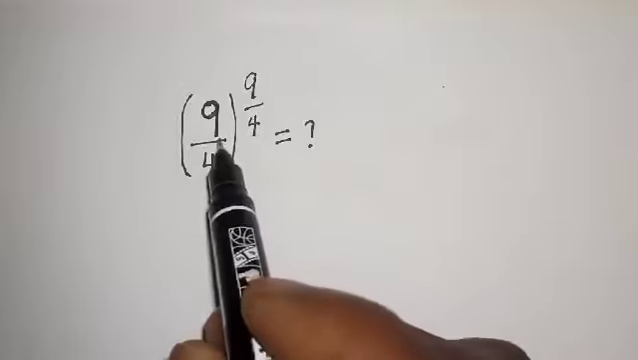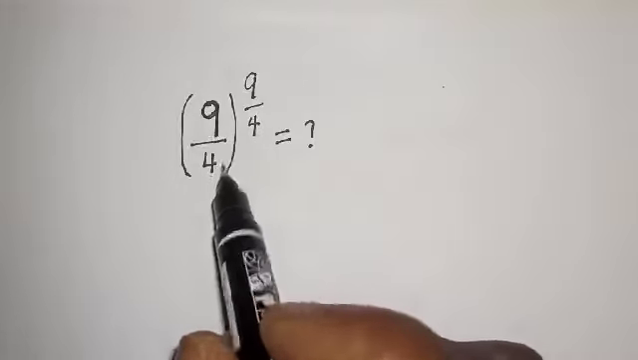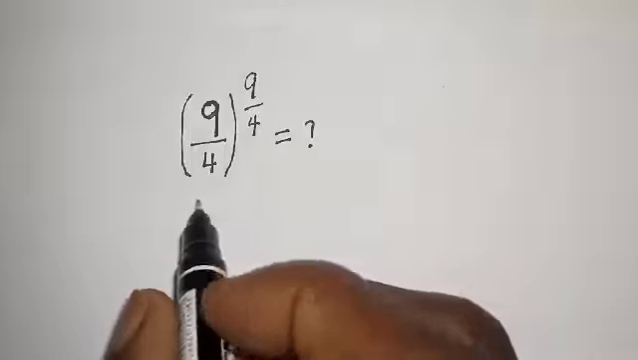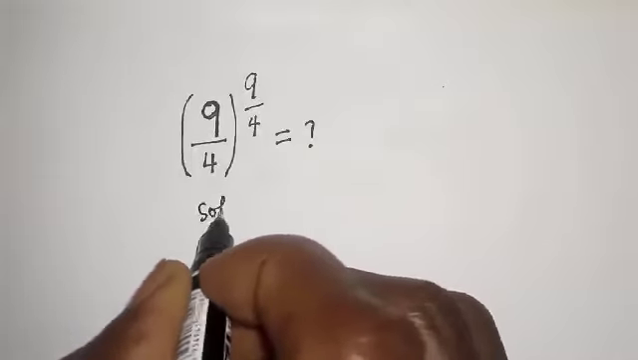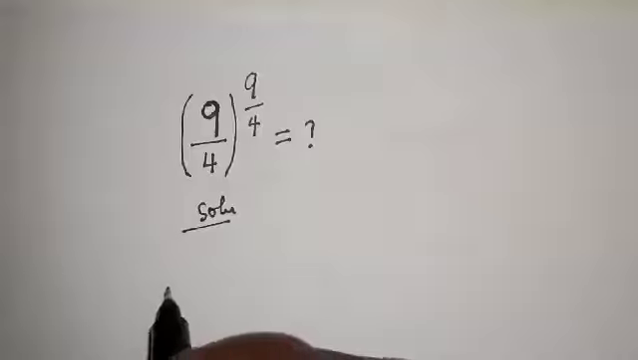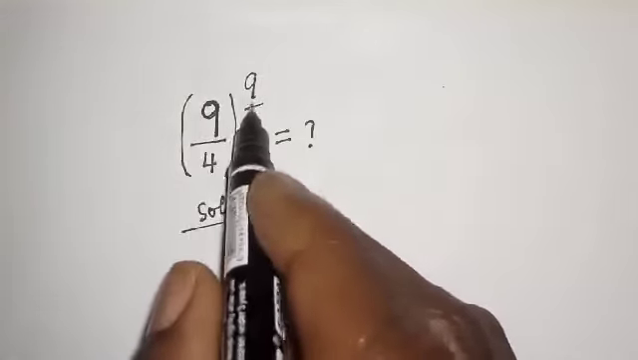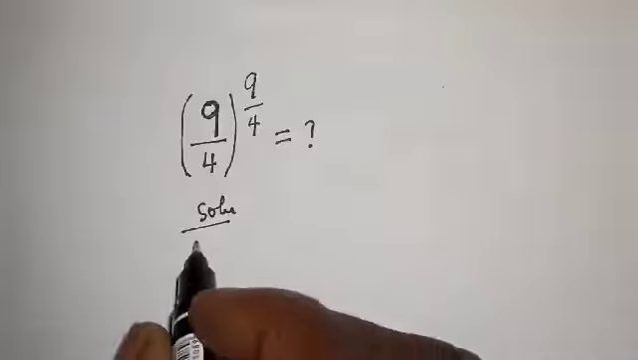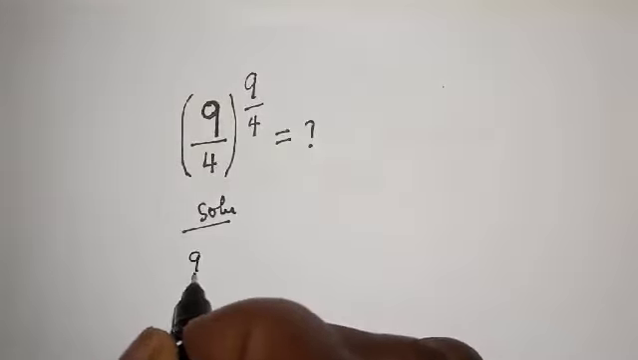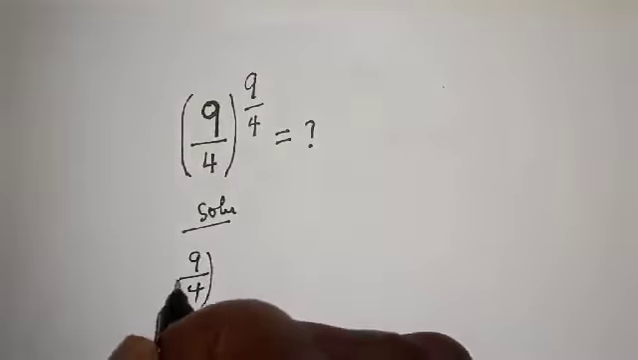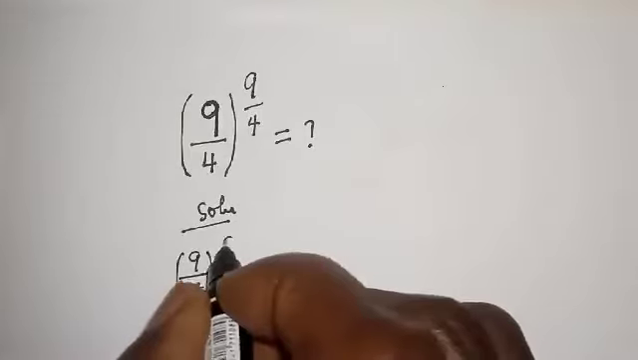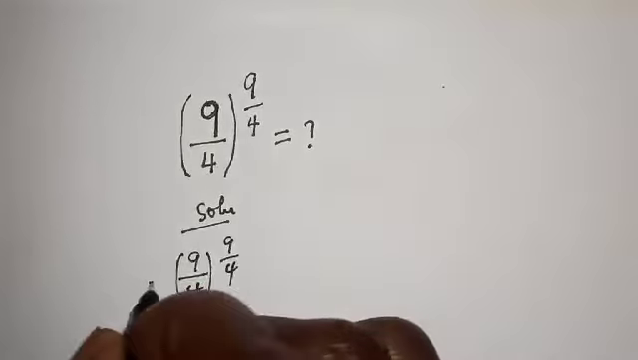We want to simplify this nice math problem without using a calculator. Solution: 9 divided by 4 to the power of 9 divided by 4 is equal to what? Let's see. 9 divided by 4 to the power of 9 divided by 4.